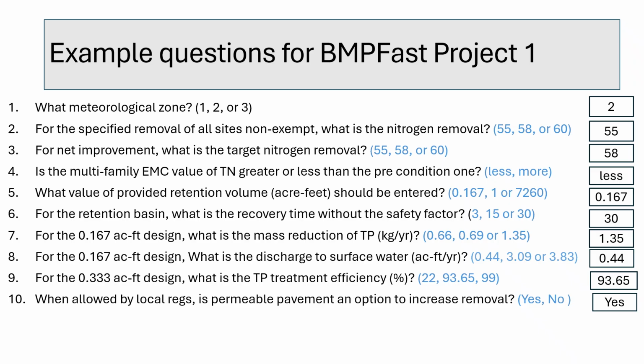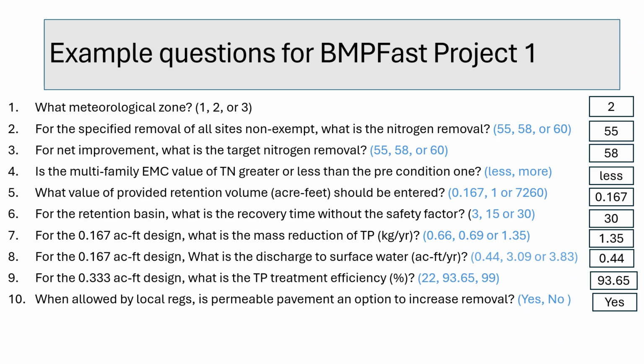For net improvement, the target nitrogen removal is either 55, 58, or 60%. Here the answer is 58. Next, you compare the multifamily EMC value of total nitrogen to the precondition value, determining whether it is greater or less. The answer is less. For the provided retention volume, you choose between 0.1671 or 7,260 acre-feet. The correct value to enter is 0.167 acre-feet.